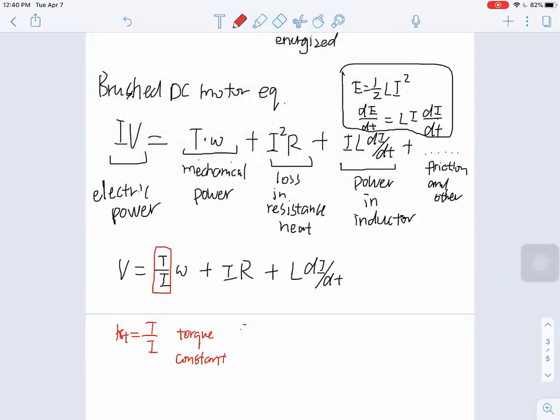So on the top we have torque, that's Newton meter. On the bottom we have current, so it's amp. So that's the unit for the torque constant. And also we can write this torque constant in SI unit. That's going to be voltage times second divided by radian.